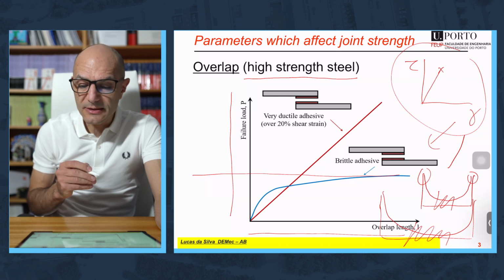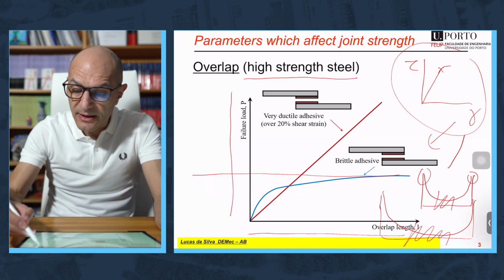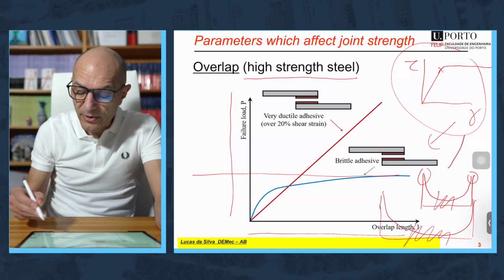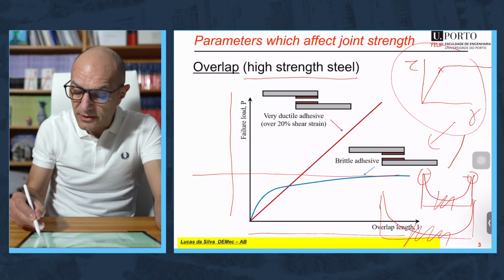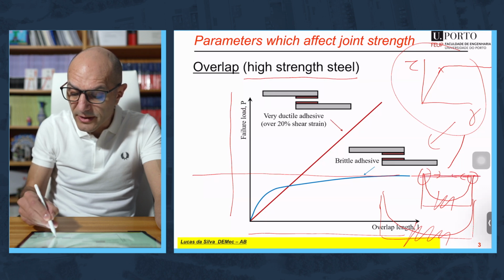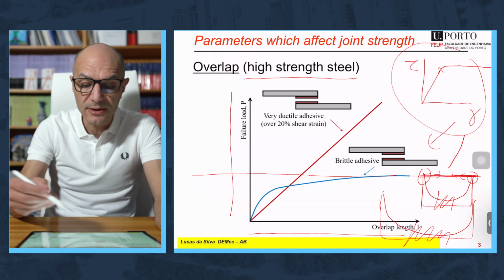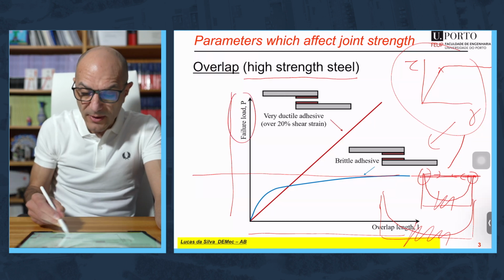Now, let's imagine we use a very ductile adhesive, okay? A lot of plasticity. Then the whole overlap will contribute, because there will be a stress redistribution, I remind you, and finally you have global yielding of the adhesive. So the whole overlap contributes. So you have proportionality between failure load and overlap.